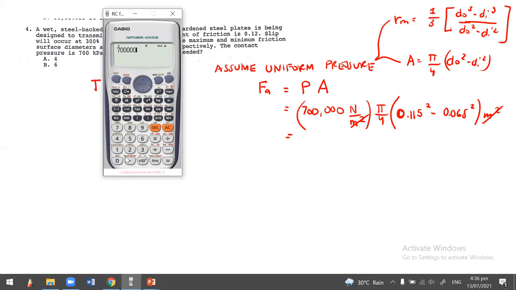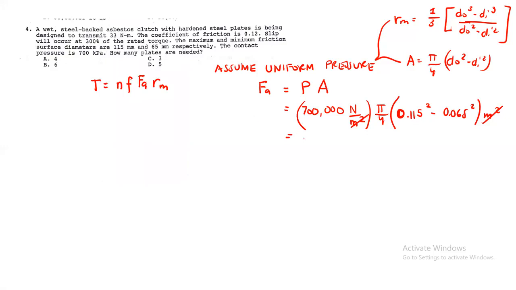700,000 times pi over 4 times 0.115 squared minus 0.065 squared. So 4948 Newton.